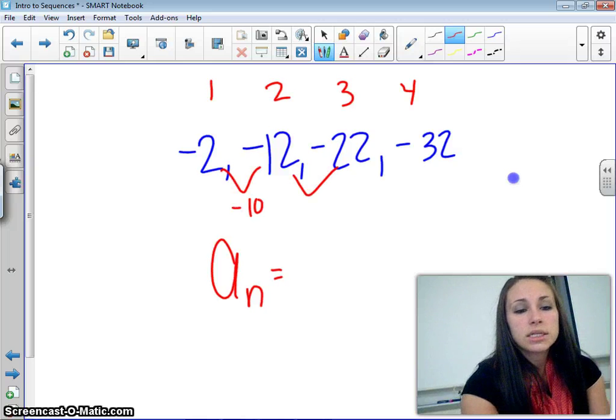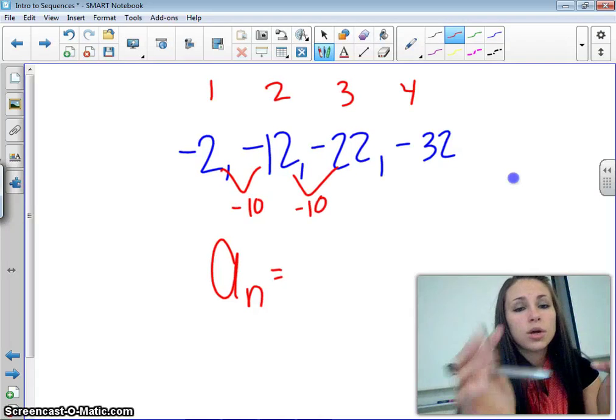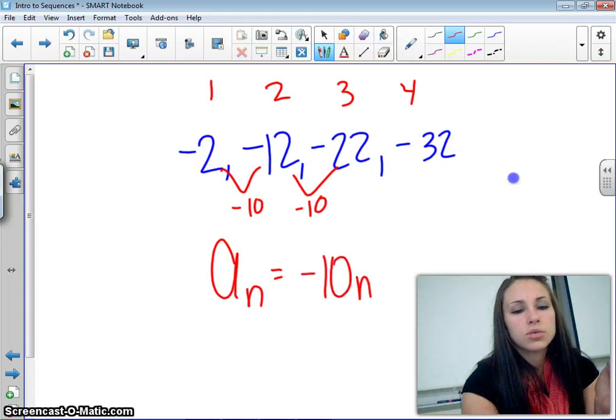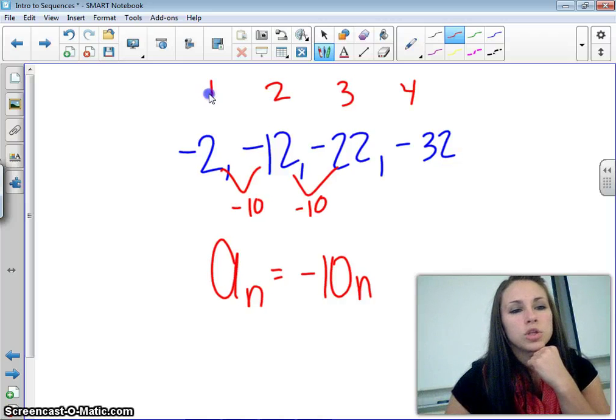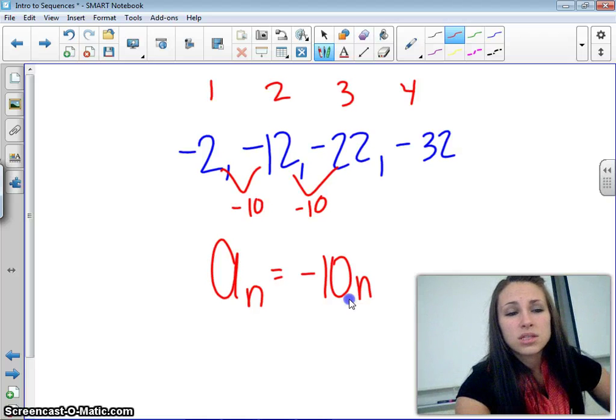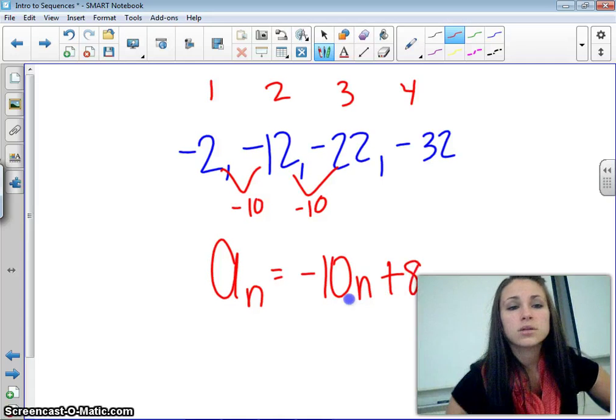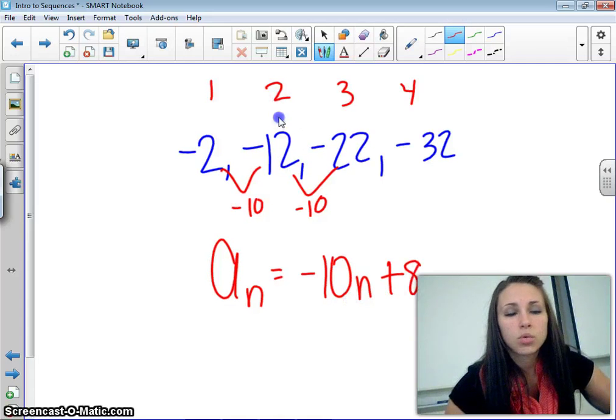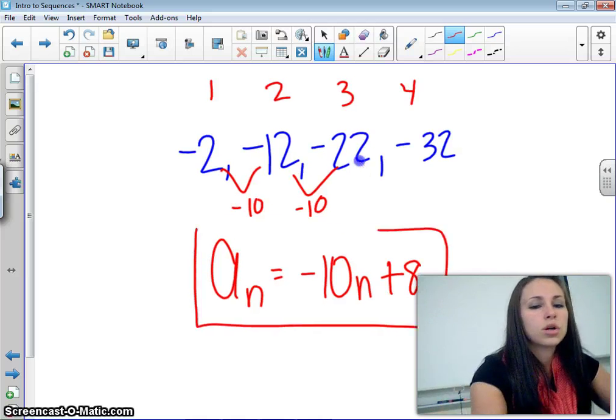If I'm subtracting 10, remember, the number that it's going up or down by is the number that goes in front of n, so negative 10n. Then I'm going to look and see what I could do. If I plug in 1, negative 10 times 1 would give me negative 10. What would I have to do to get to negative 2? If I'm at negative 10 and I want to get to negative 2, I would have to add 8. Then we can look and see if that's going to work for the rest of them. 2 times negative 10 would be negative 20, plus 8 would give me negative 12. 3 times negative 10, negative 30, plus 8 would give me negative 22. So this one will work.